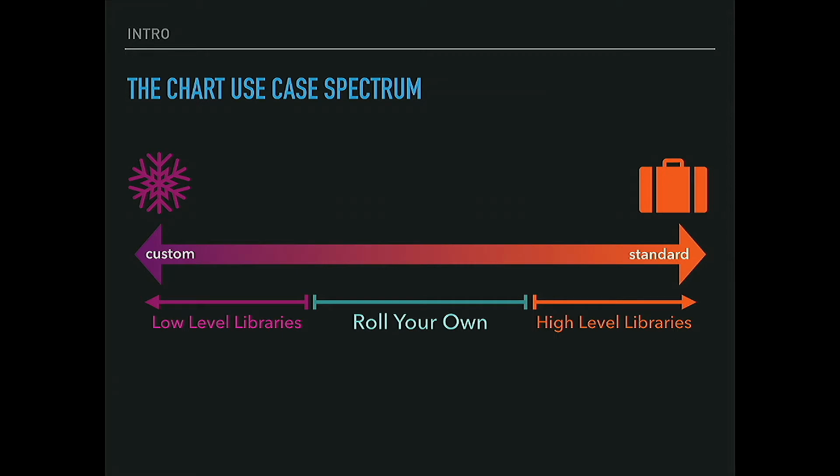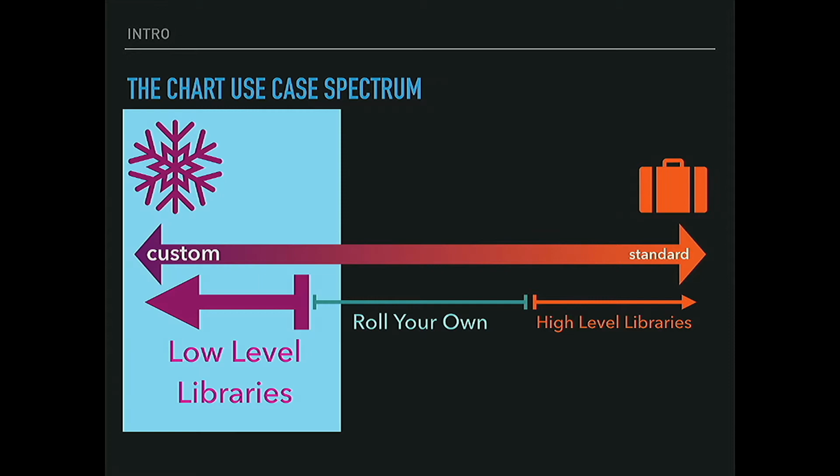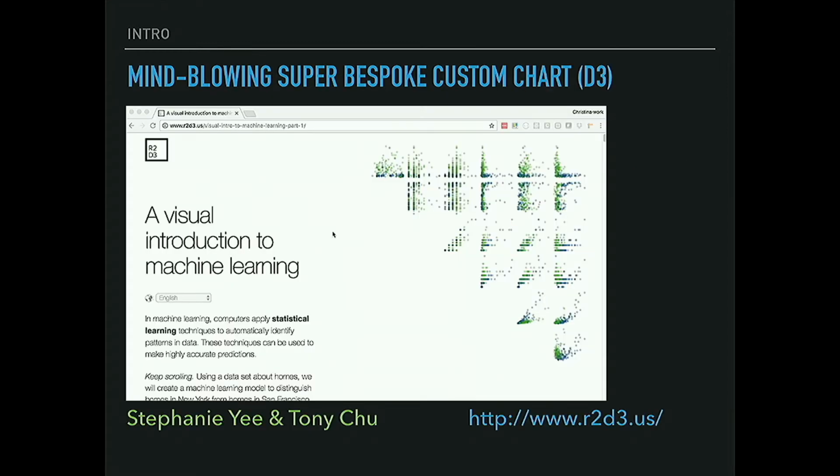So if you want to build a chart, it ranges from very custom charts, very one-of-a-kind, doing what charts have never done before, award-winning New York Times infographics, all the way to very standard charts that fit the formats that we all know and love. So as far as very custom charts, you'd want to use low-level, powerful libraries that give you flexibility, like D3.